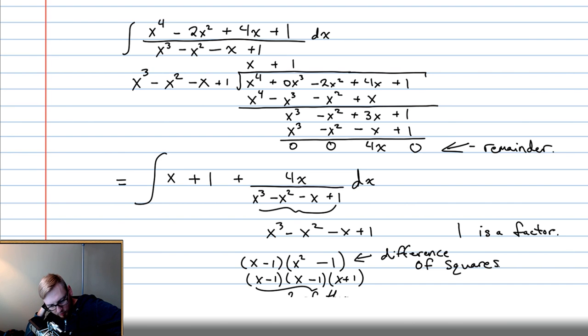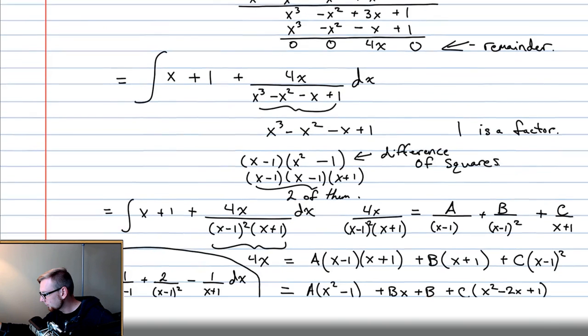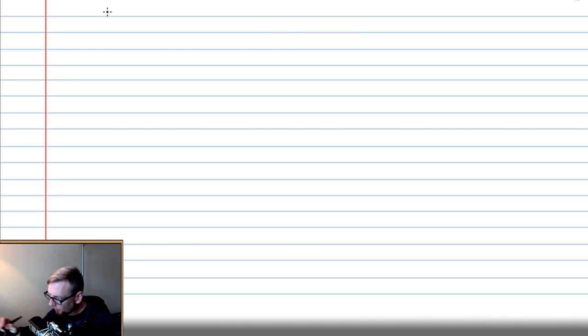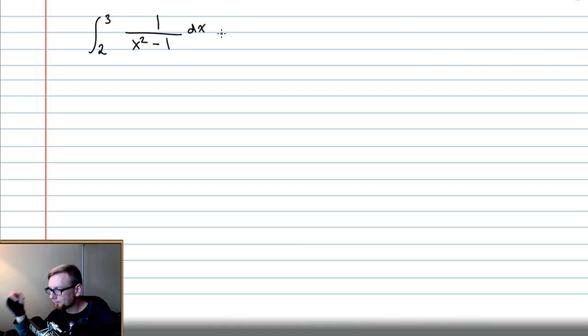Is there any easier ones? Well, this one seems pretty easy. Maybe we'll do this one instead. We've got the integral from 2 to 3 of 1 over x squared minus 1. Okay. What should we do?